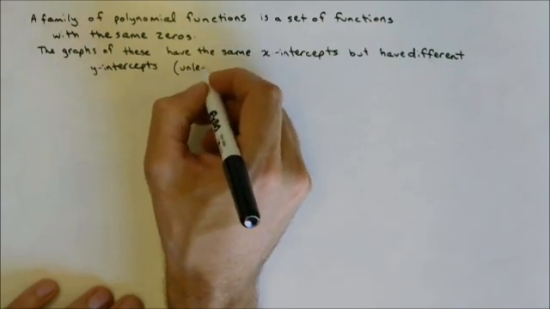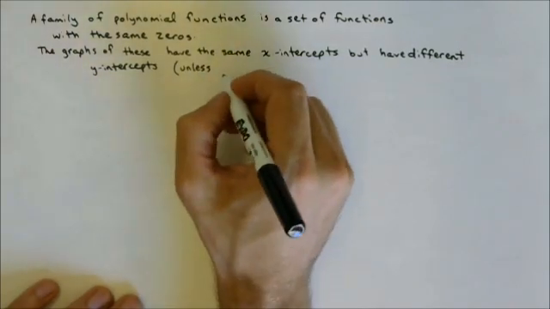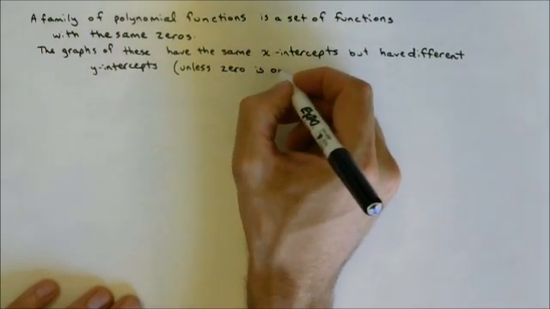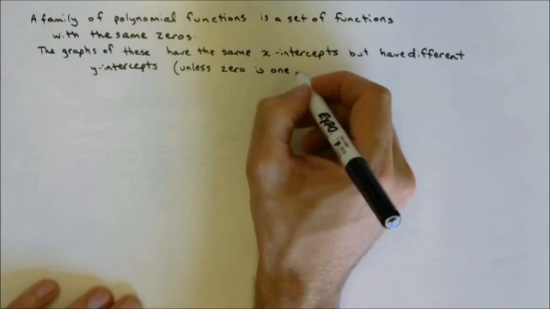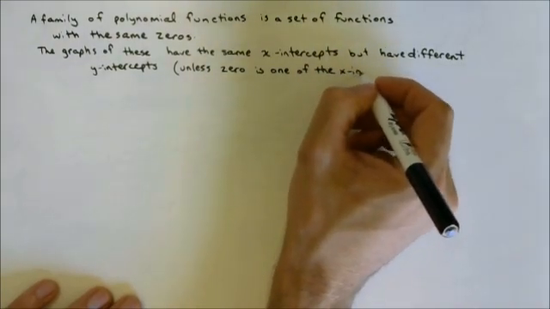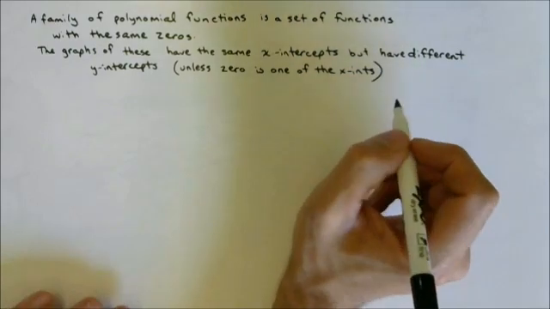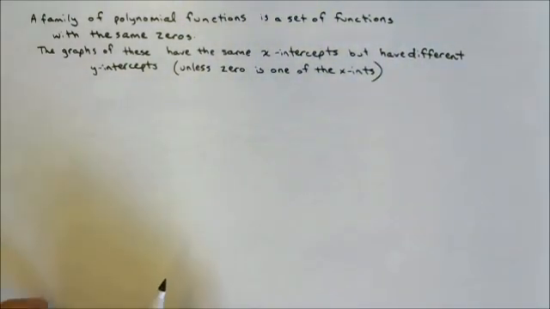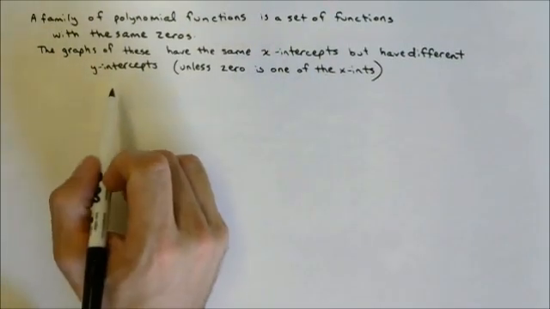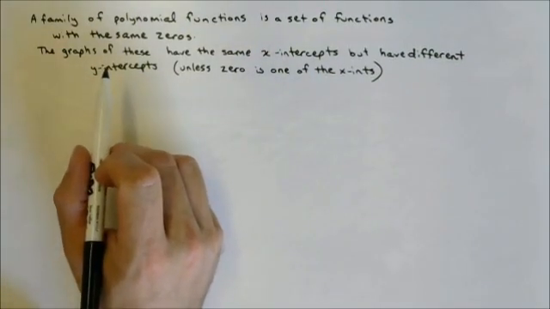unless 0 is one of the x-intercepts, because then it would go through (0, 0), and all of the other members of the family would then also have an x-intercept at (0, 0). So they have the same x-intercepts, but a different y-intercept. They have the same roots, okay?